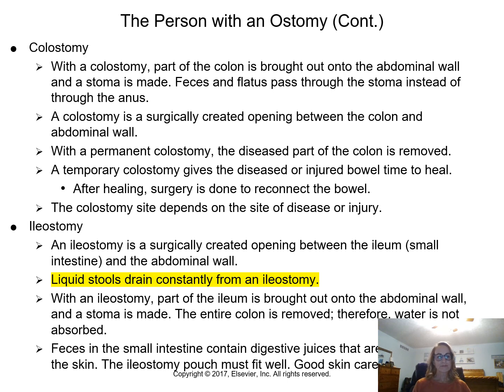Okay? An ileostomy is a surgically created opening between the ileum, which is the small intestines, and the abdominal wall. This stool is going to be more liquid, and it drains constantly from the ileostomy. Part of the ileum is brought out onto the abdominal wall, and again, the stoma is made. The entire colon is removed with this. Feces in the small intestine contain digestive juices that are very irritating to the skin, so we have to be right on top of this.